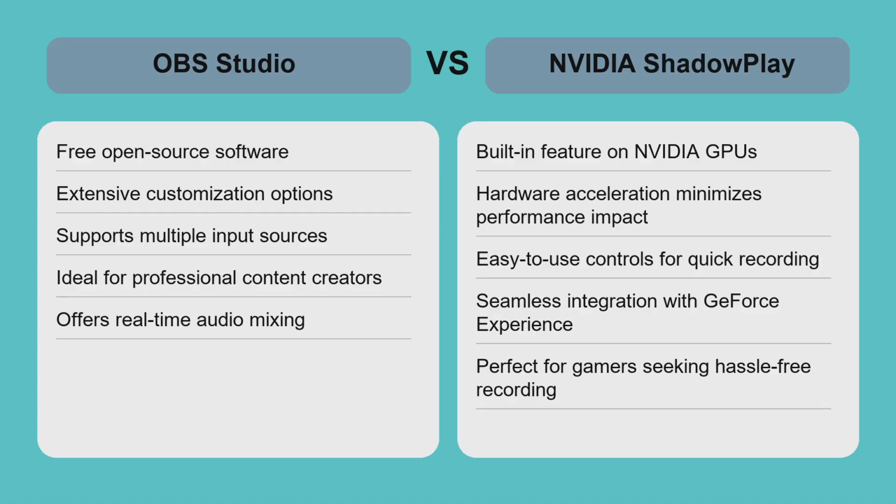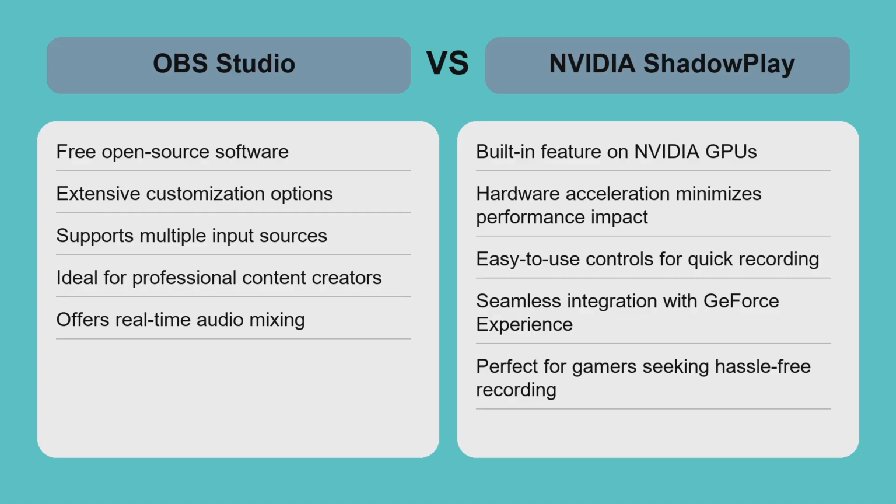In real-world use, OBS is preferred by streamers and creators needing detailed control, while ShadowPlay fits gamers wanting quick, high-quality recordings without interrupting gameplay. If you prioritize advanced features and customization, OBS is the better choice. For straightforward, efficient recording with minimal impact, ShadowPlay is ideal.